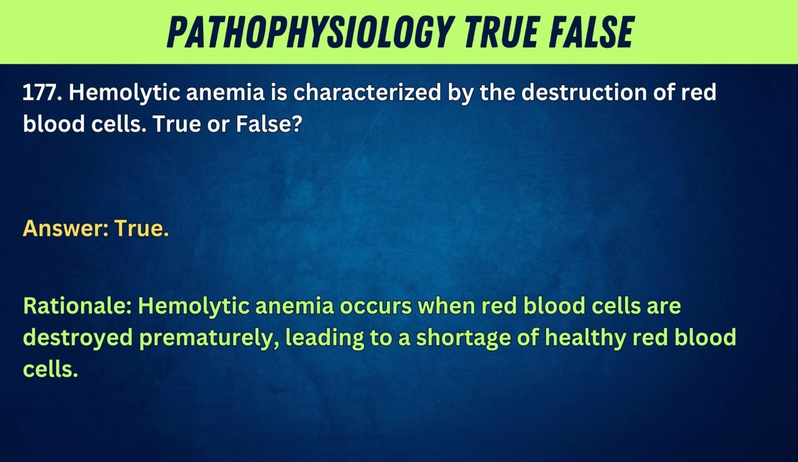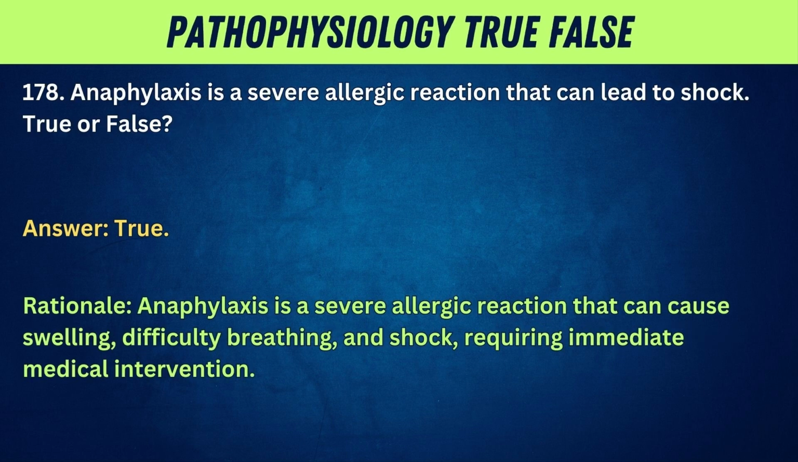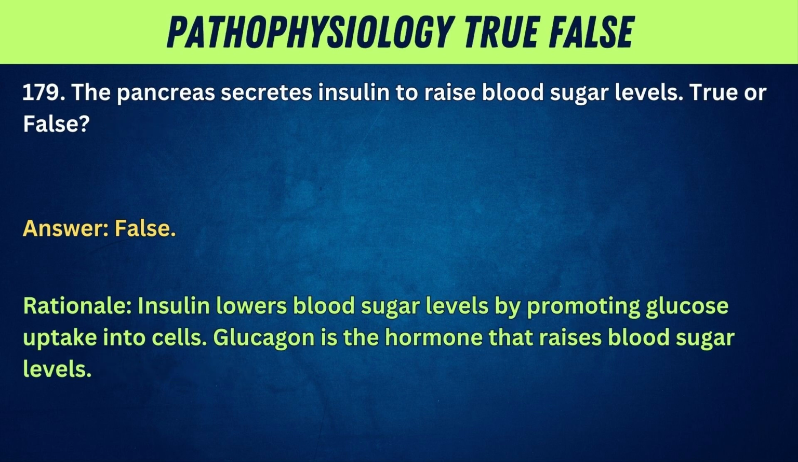True or false? Answer: true. Rationale: hemolytic anemia occurs when red blood cells are destroyed prematurely, leading to a shortage of healthy red blood cells. 178. Anaphylaxis is a severe allergic reaction that can lead to shock. True or false? Answer: true. Rationale: anaphylaxis is a severe allergic reaction that can cause swelling, difficulty breathing, and shock, requiring immediate medical intervention.